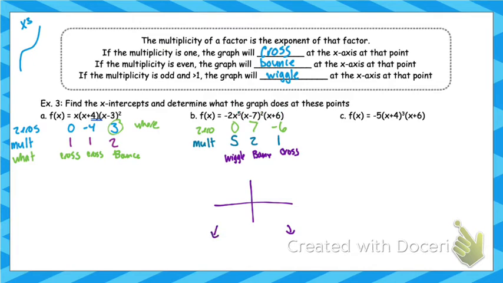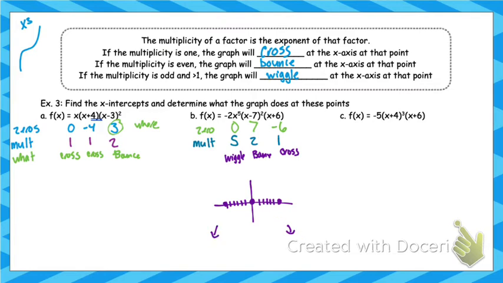Let me go ahead and mark my zeros. So 0, 7, and negative 6. To actually sketch the graph, we'll do that here in a little bit as well, but I want you guys to see one real quick. We need to figure out our ends, which we just did, and what it does at each of those points.